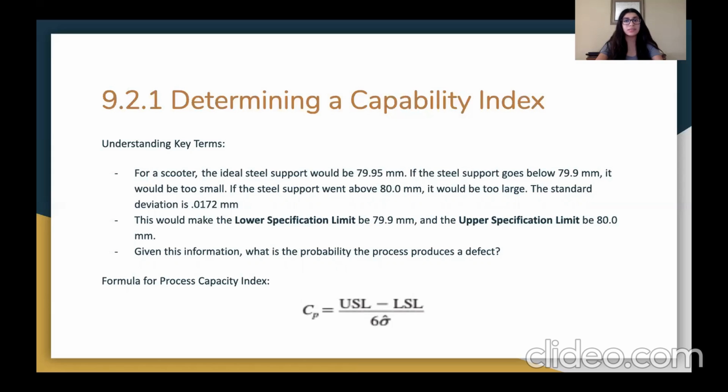Looking at this information, we can infer that the LSL would be 79.9 millimeters because this is the lowest it can go before it does not fit. We can also infer that the upper specification limit would be 80 millimeters because that is the largest it can go before it does not fit. Given this information, what is the probability the process produces a defect?